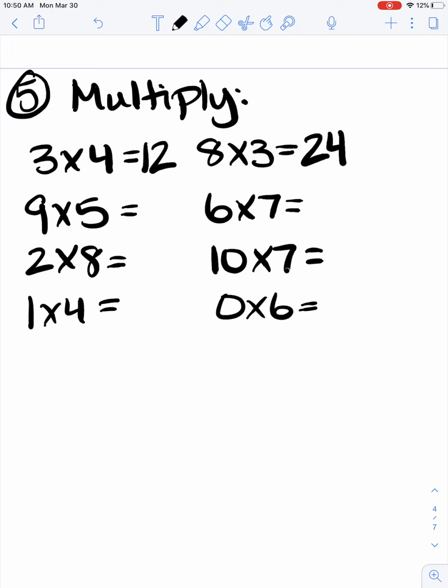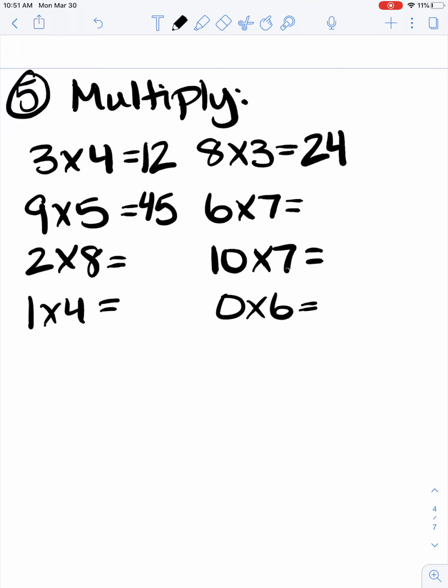9 times 5. 9 groups of 5. 5, 10, 15, 20, 25, 30, 35, 40, 45. Let's do 5 groups of 9. 9, 18, 27, 36, 45. Again, same number.